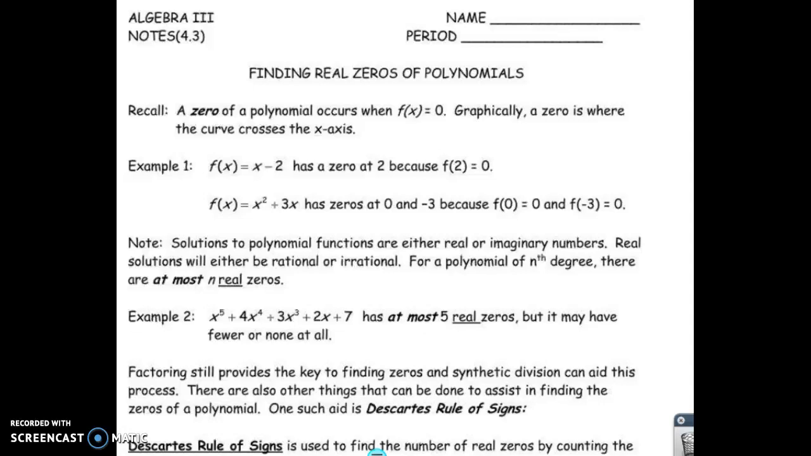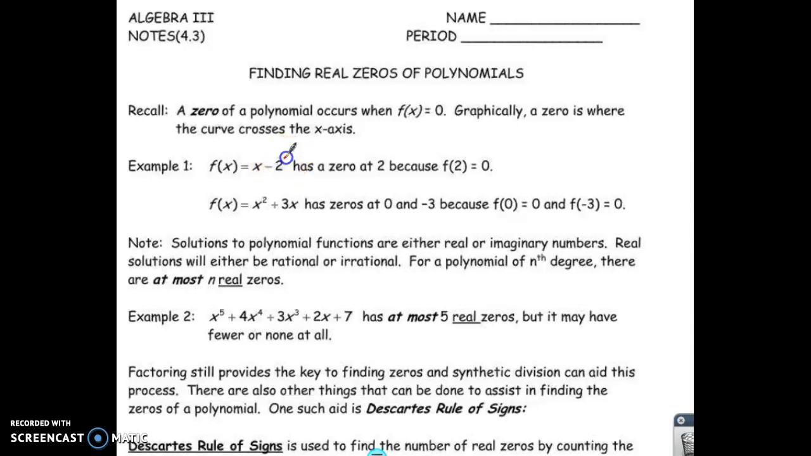Okay, folks, this is Schetz, and in today's lesson, we're going to be finding out what kinds of roots we could possibly have. Are we going to have positive roots? Are we going to have negative roots? Or are we going to have any imaginary roots? So let's take a look at this.